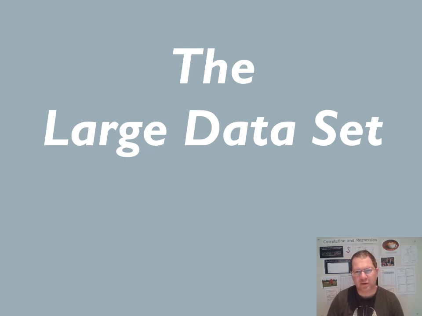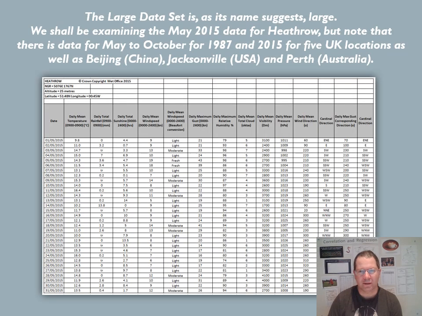Hello, this video is all about Edexcel's large data set that we need for the statistics part of paper 3. As its name suggests, the large data set is very large. It contains 8 different locations, 5 in the UK and 3 overseas. It's got 2 different time periods, May to October in 1987 and in 2015. And as you can see from the spreadsheet, lots and lots of different columns with different data.